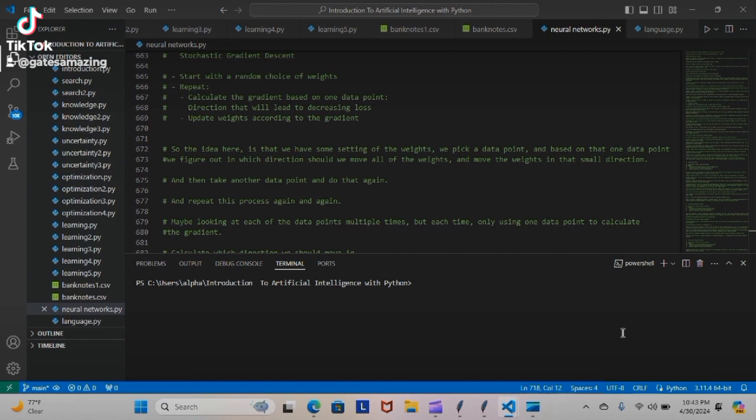So, with the stochastic, we start with a random choice of weights, and we repeat this process of calculating the gradient based on one data point, a direction that will lead to decreasing loss. We update the weights according to the gradient. So the idea here is that we have some setting of the weights. We pick a data point, and based on that one data point, we figure out in which direction we should move all of the weights, and move the weights in that small direction. And then take another data point and do that again. And repeat this process again and again, maybe looking at each of the data points multiple times, but each time only using one data point to calculate the gradient.